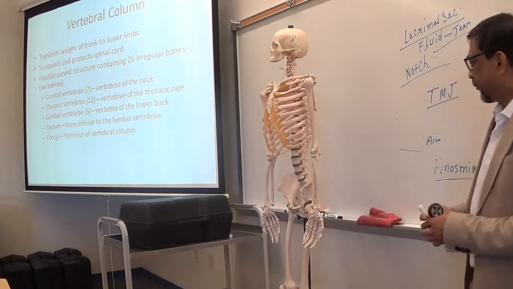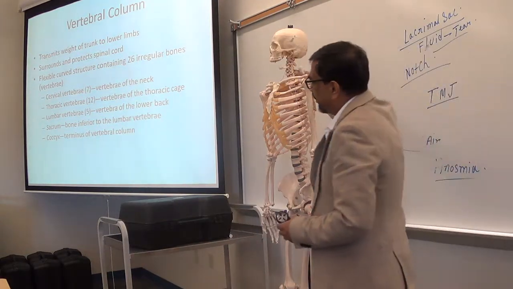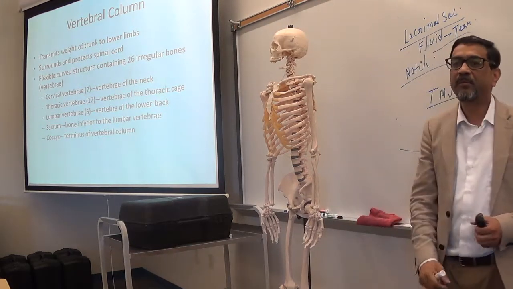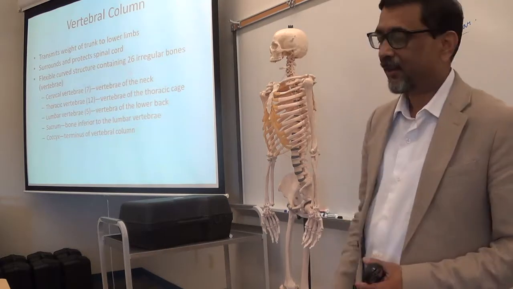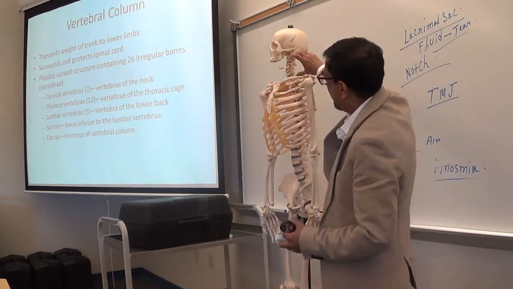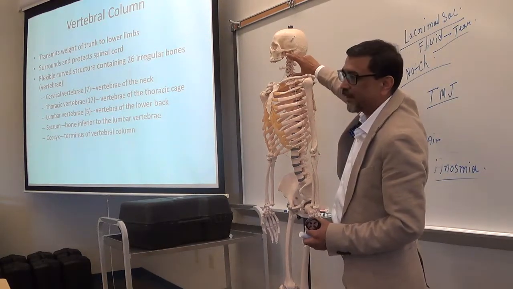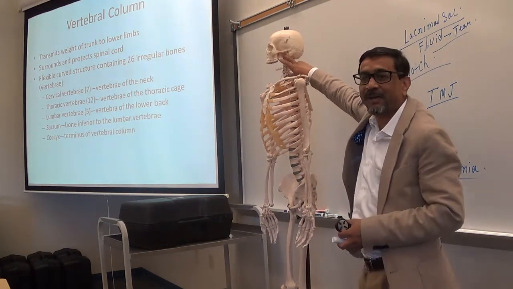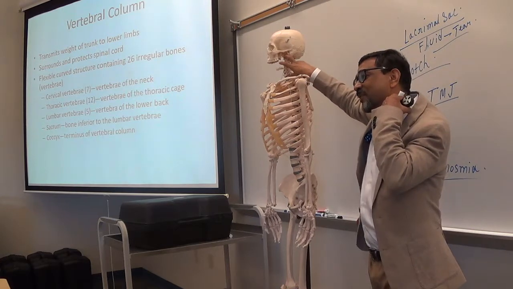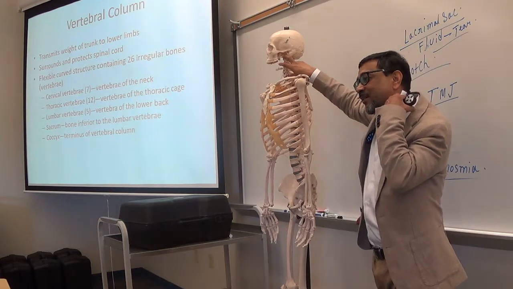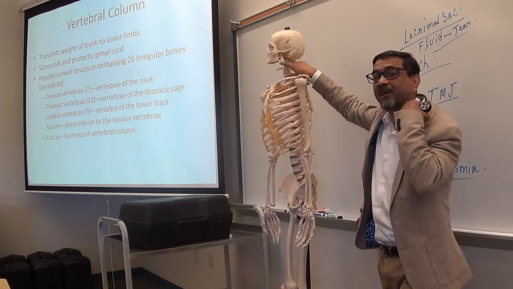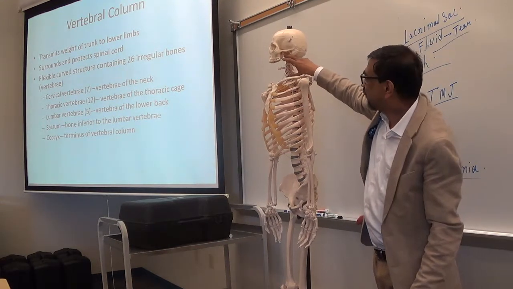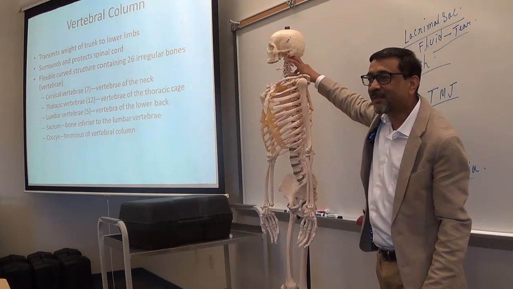Now, the vertebral column is formed by a group of vertebrae. Uppermost part, this part in your neck, this area is called what? Anybody? Cervical area. Remember that? Neck area is called cervical area. So these vertebrae are called what? Cervical vertebrae.